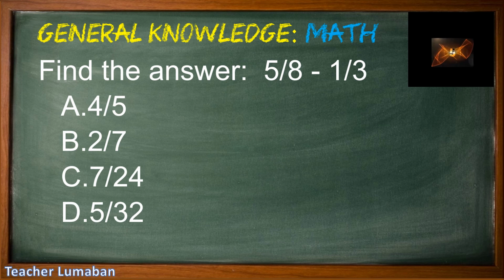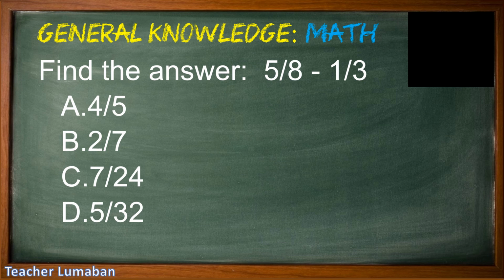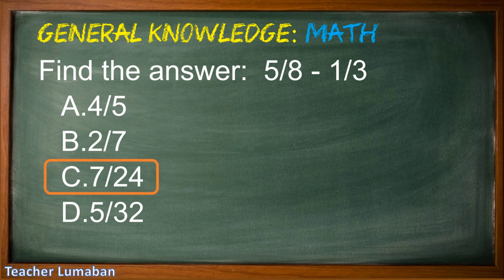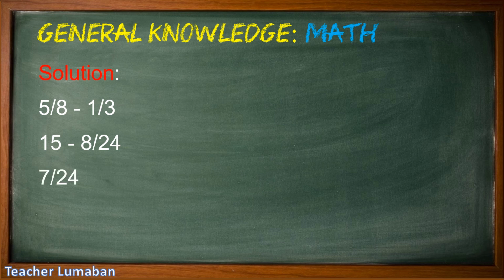5, 4, 3, 2, 1. The correct answer is letter C, 7/24. Solution: 5/8 minus 1/3. Write all numerators above the least common denominator 24. 15 minus 8/24. Subtract the numbers. 7/24. Answer 7/24.